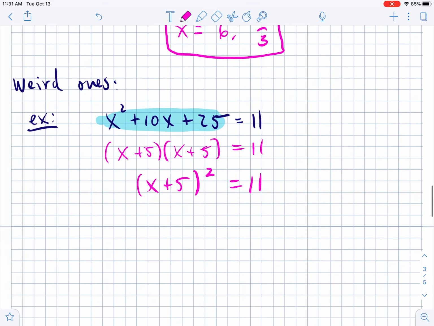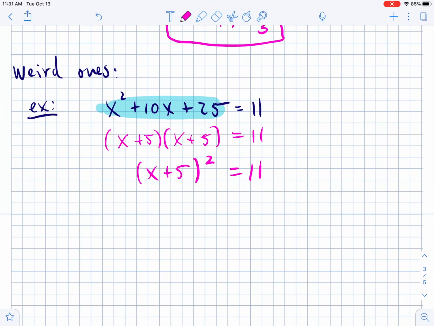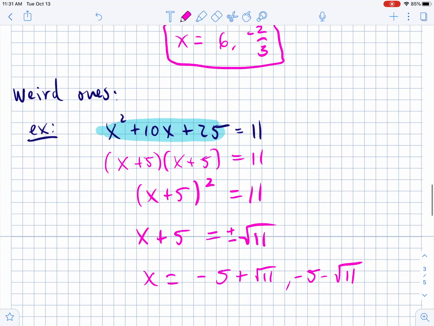Then x plus 5 times itself is x plus 5 squared. And then you can square root both sides. I'm going to make a mistake for you guys real quick. Boom, I made it. I square rooted both sides, Jolly. What's the problem? Anytime you're going to square root both sides, you have to put a plus minus in front of it. So then you subtract 5, and our two answers are negative 5 plus root 11 and negative 5 minus root 11.